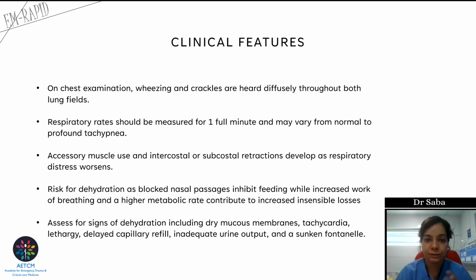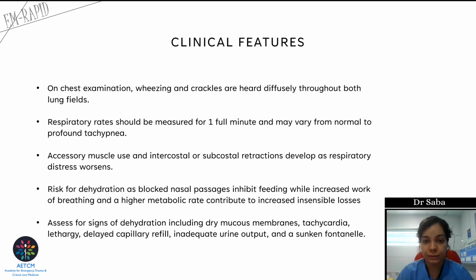And respiratory rate should be measured for about 1 full minute. According to the respiratory rates that we discussed earlier for the pediatric age group, we'll figure out whether the patient is tachypneic or not. Accessory muscle usage of intercostal muscles, retractions, subcostal retractions, nasal flaring, all of these are signs of respiratory distress. And if respiratory distress worsens, it means the bronchiolitis has increased in its severity.